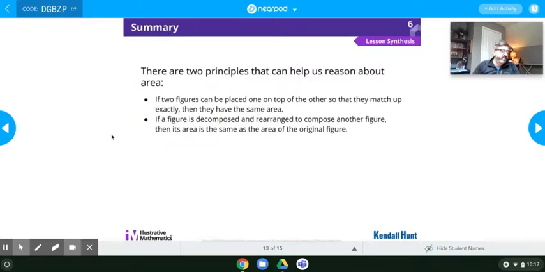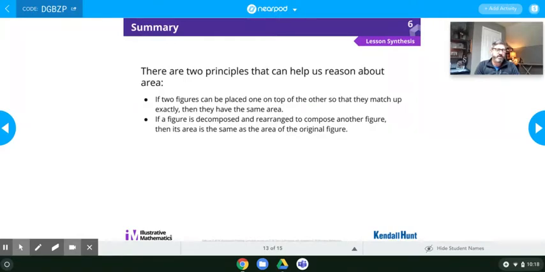So just to summarize what we just went through, we can use these 2 principles, or these 2 ideas, to help us think about area. If two figures can be placed one on top of the other so that they match up exactly, then they have the same area. So like we saw when we used the square, we can take two triangles and put them together. And if you move those triangles on top of that square and they're exactly the same, then they have the same area. And the second one says if a figure is decomposed and rearranged to compose another figure, then its area is the same as the area of the original figure.